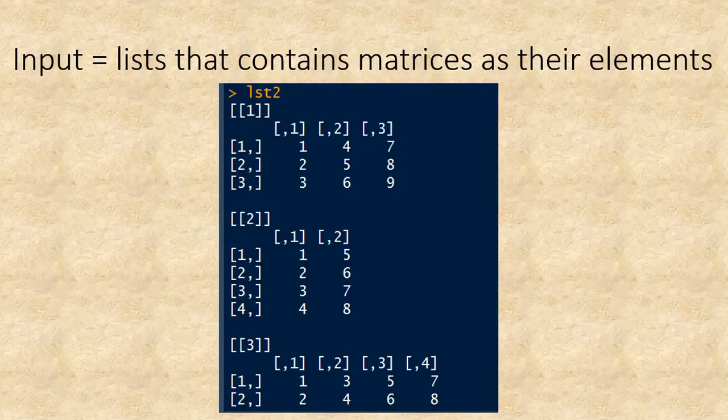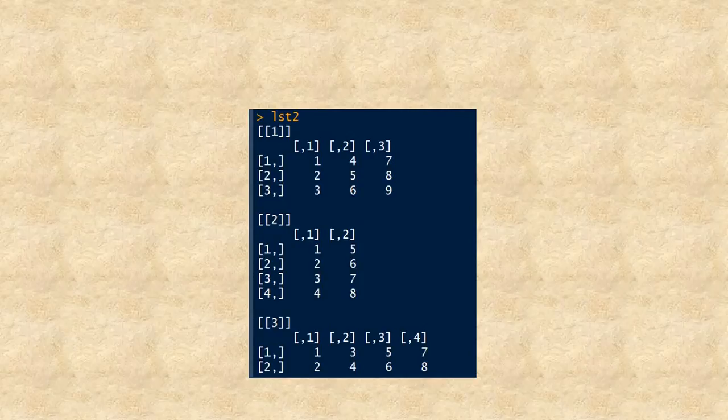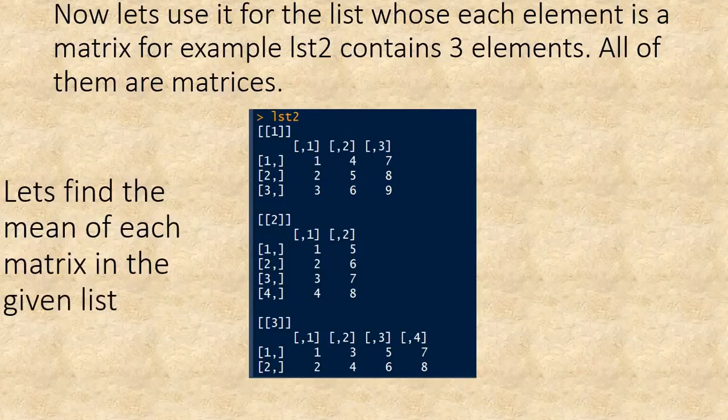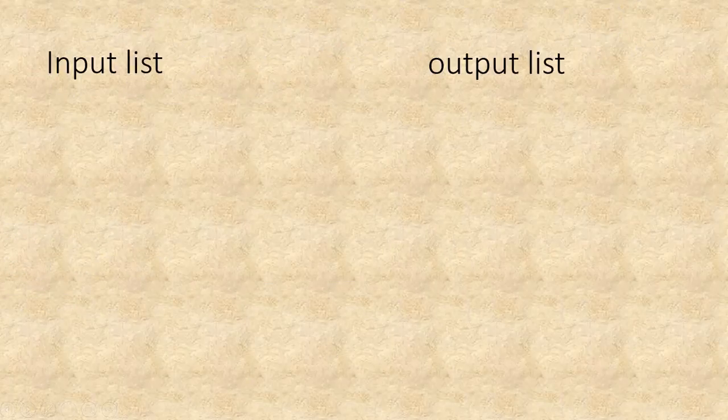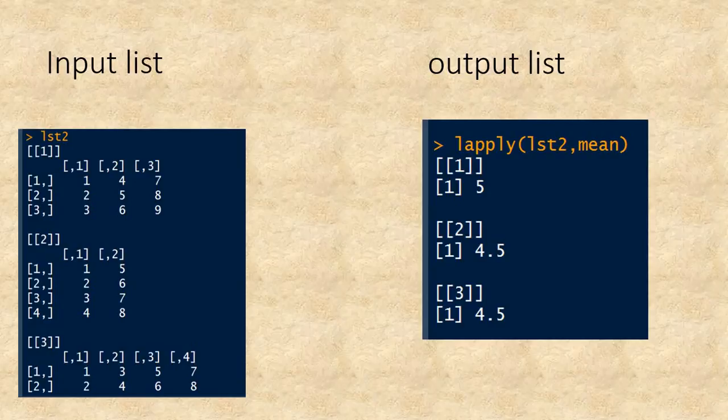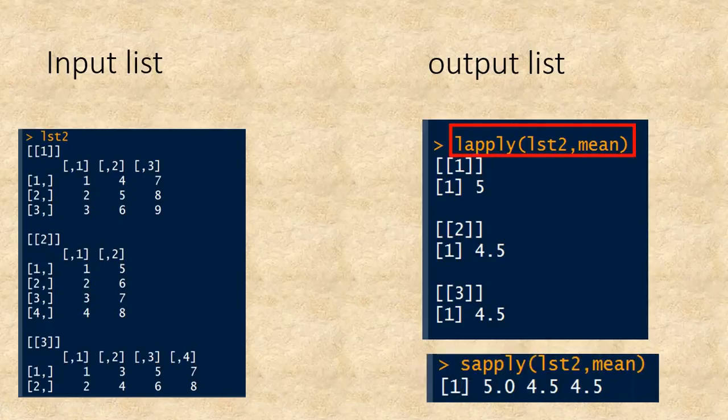If you provide a list that contains matrices inside it, let's find the mean of each matrix in the given list. That is the mean of all these elements, then the mean of these elements, and then the mean of the elements of the third matrix. So this is your input list. And if you use the lapply function on this ls2 list and use the function mean, your output will be in the form of a list. And if you use sapply, then your output will be in the form of a vector.